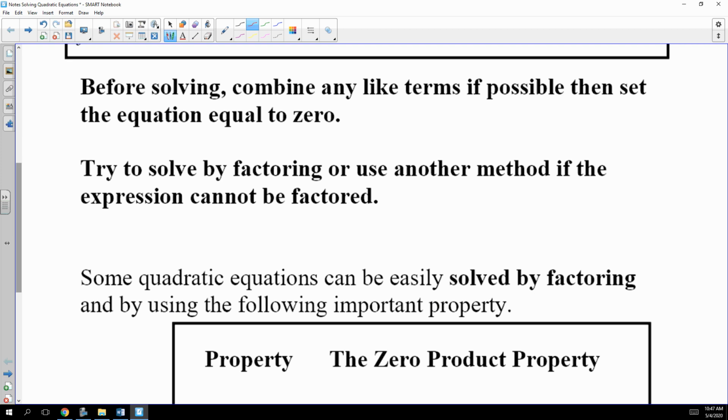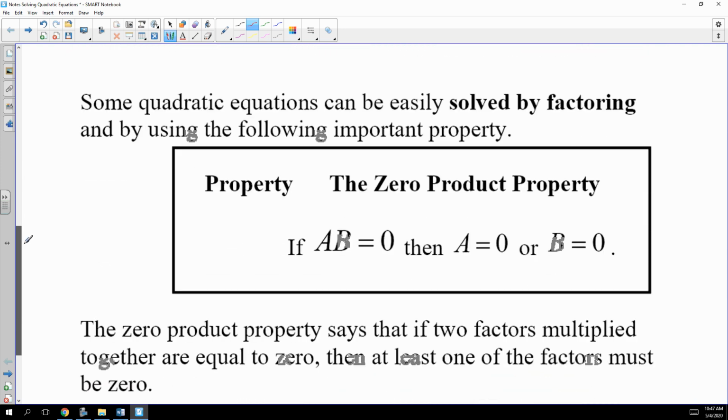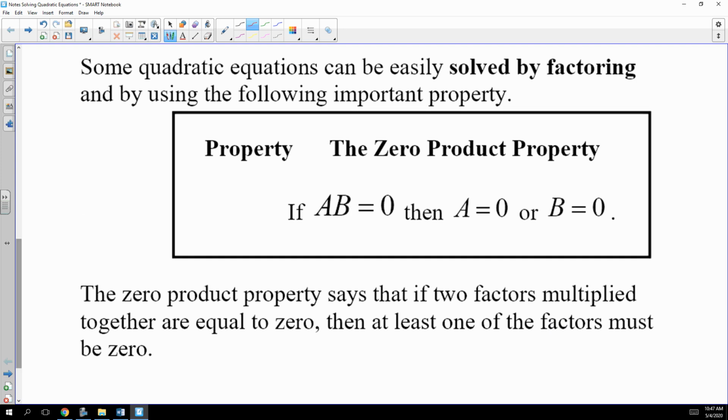And remember that before you solve a quadratic equation, especially by factoring, you want to combine any like terms. You want to set the equation equal to 0, so set everything else equal to 0. And then you want to try to solve by factoring. And if you can't solve by factoring, then we're also going to talk today about using the quadratic formula. There are a couple other methods you're going to learn in Algebra 2, which are efficient and helpful. You just want to have as many tricks up your sleeve as possible when you're trying to solve. Some of us kind of struggle with factoring a little bit.